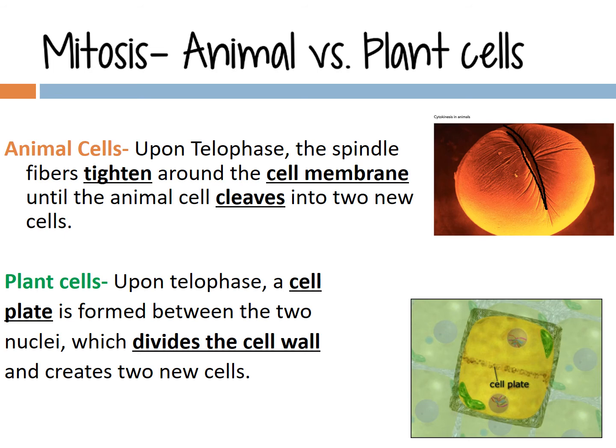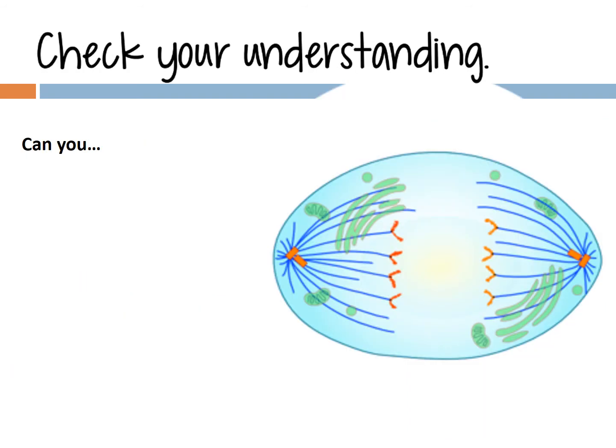In plant cells, a cell plate is formed. And that divides the nuclei of the two. And you have 2 cell walls that are created, and there's your 2 cells that way.